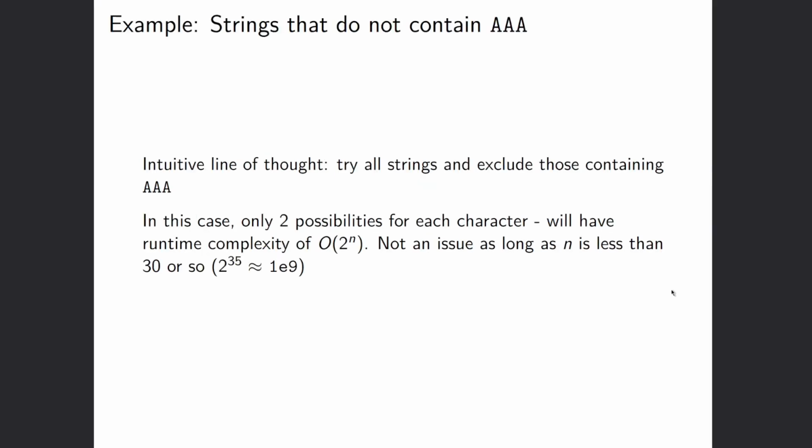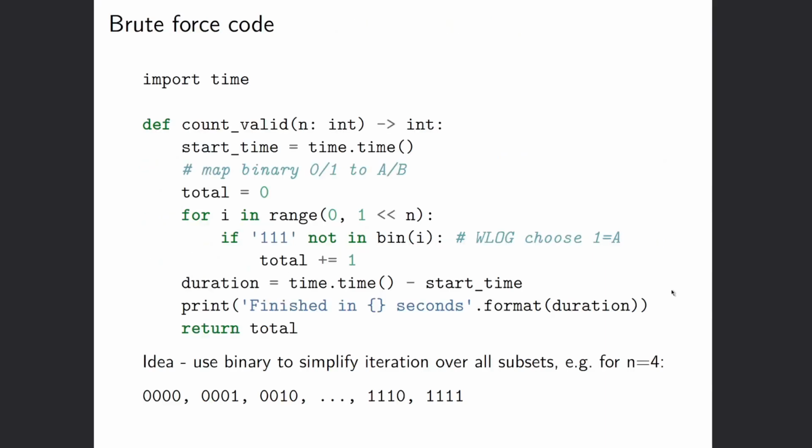So here's the intuitive line of thought. Just try everything, right? Brute force method: try all strings and exclude those that contain AAA. In this case, there are only two possibilities for each character, so we'll have a runtime complexity of O(2^n). It's not really an issue as long as n is less than 30 or so. 2 to the 30 is about a billion, so a fast computer should be able to do that pretty quickly.